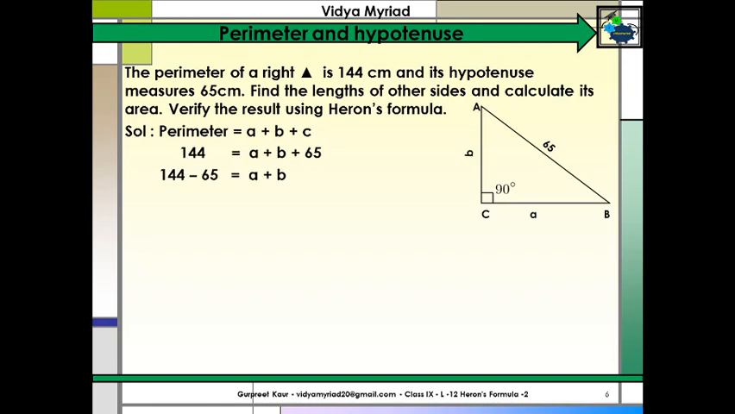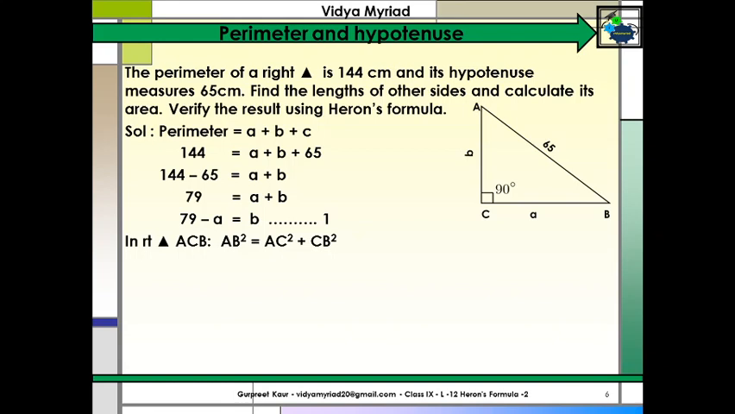Put the values, you get 79 is equal to A plus B. Now I can shift either A or B on the other side to find the other value. So I have done it as 79 minus A is equal to B and let it be equation number 1. Now what should I do? In the right angle triangle, I know I can use Pythagoras theorem. So let me try that.